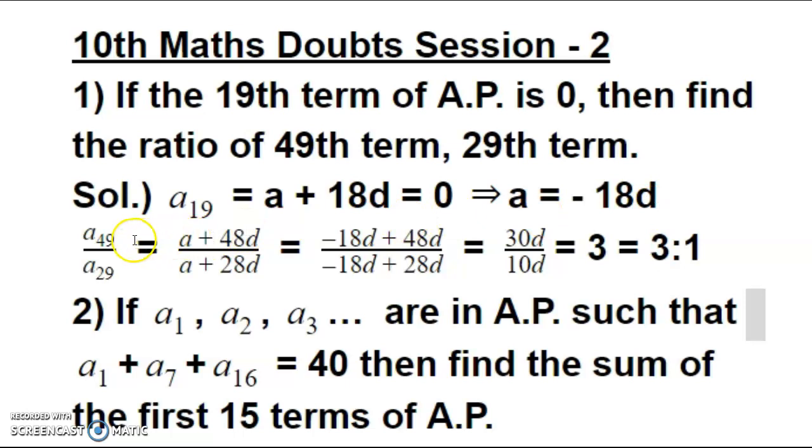In this question, we have to find the ratio of the 49th term and the 29th term. A49 is a plus 48d. Similarly, A29 is a plus 28d. We know the value of a is minus 18d. So it is minus 18d plus 48d by minus 18d plus 28d. It is nothing but 30d by 10d. By simplification, we will get 3. That means its solution is 3:1.